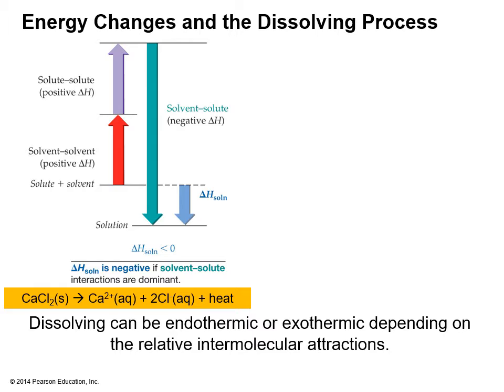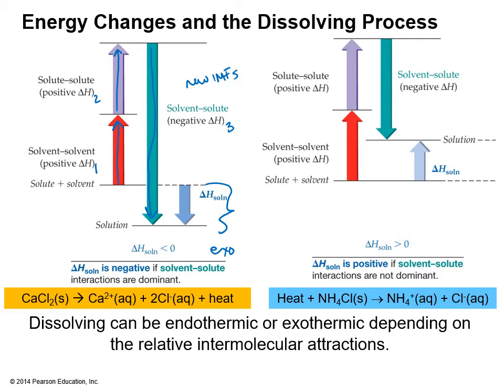Let's take a look at this from an energy diagram standpoint. So here we have our step 1, where we are overcoming IMFs. Step 2, we are overcoming IMFs. Step 3, now we're forming new IMFs. And so we're going to get energy back. Since we get more energy back than we originally put in, this is an exothermic process. An example of this is dissolving calcium chloride in water. We generate heat and the solution will warm up.